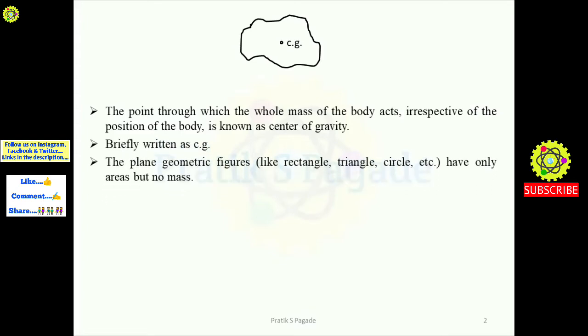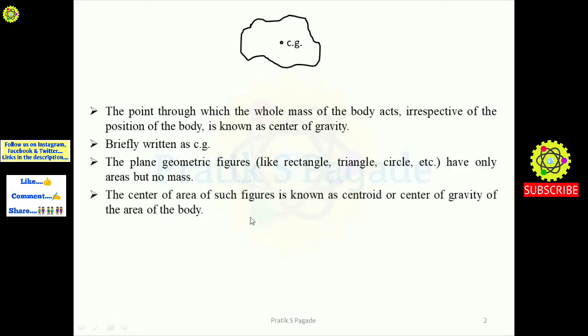The plane geometric figures like rectangle, triangle, circle, etc. have only areas but no mass. We will see these geometric figures in later slides. The center of area of such figures is known as centroid or center of gravity of the area of the body. The center of area of such figures means the figures which have only areas but no mass. Further, every body has only one center of gravity, one and only one center of gravity.